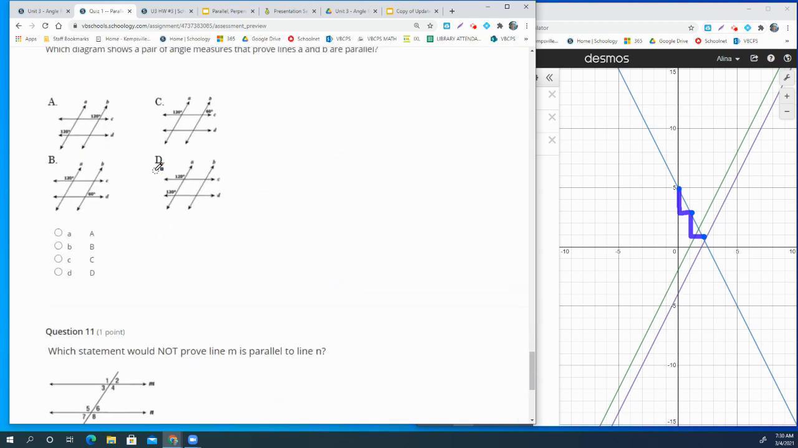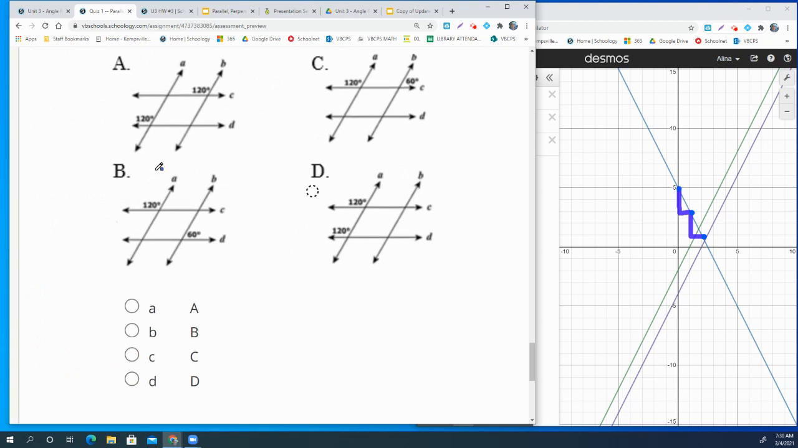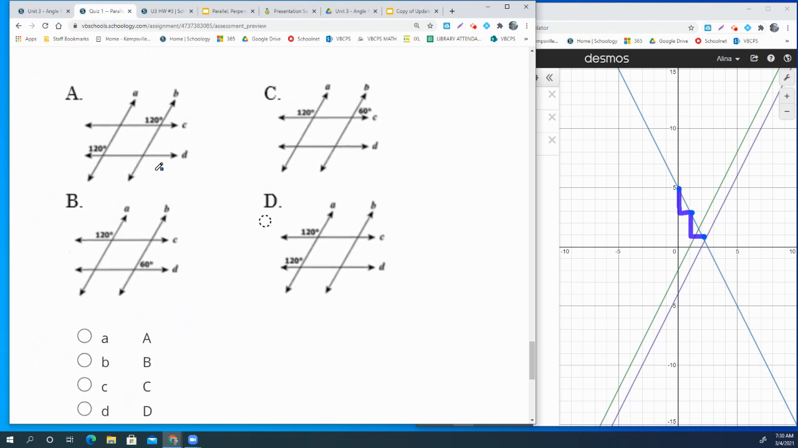Question number 10 was the other one that was tough. If you remember that checklist of 4 things for proving lines parallel, what was the number one thing? The angles must be, they must be what?